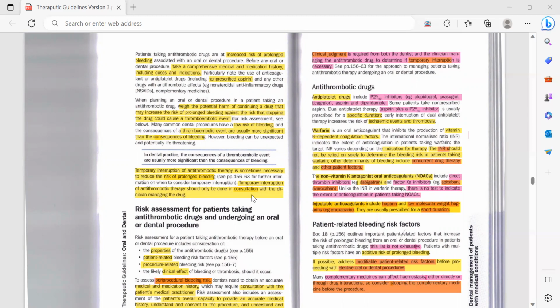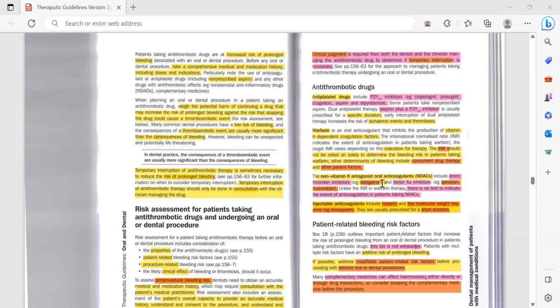Okay, so first we need to start with the properties of the antithrombotic drug. Later on, patient-related bleeding risk factors, then procedure-related, and the clinical effects of bleeding or thrombosis. All right, so with the drugs, firstly, the antithrombotic drugs are of various types. It could be antiplatelet or it could be anticoagulant. So anticoagulant could be warfarin, which is a vitamin K antagonist, or it could be non-vitamin K antagonist oral anticoagulants, which is dabigatran.